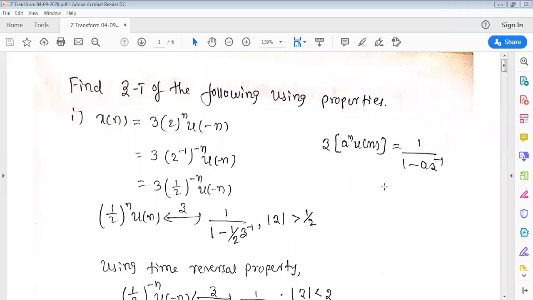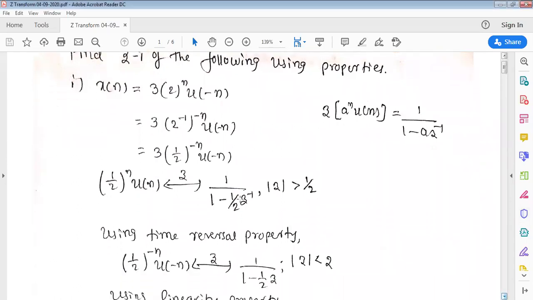Okay. In the previous class, we looked at the properties of Z transform. Now we will solve certain problems by using Z transforms and the properties of Z transform. So take the first problem.